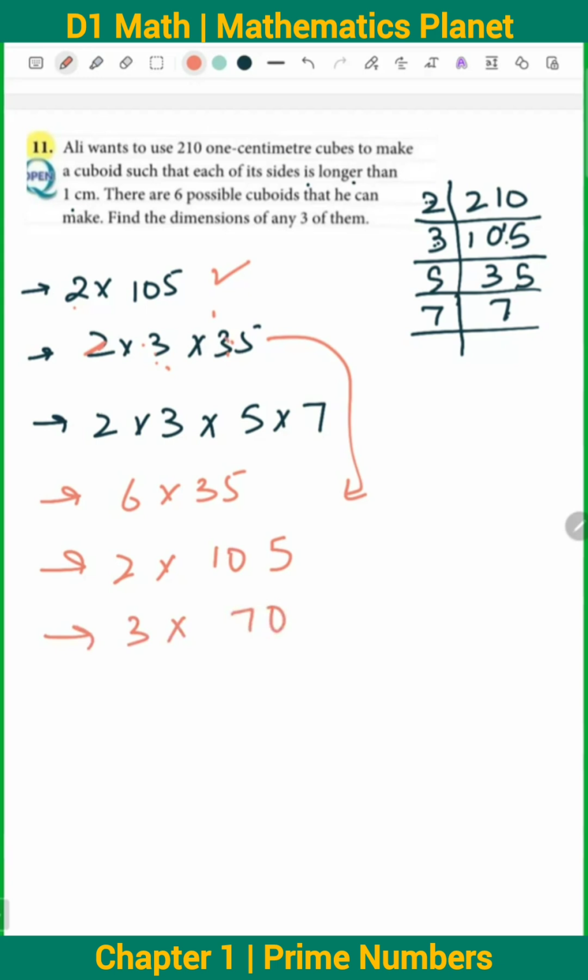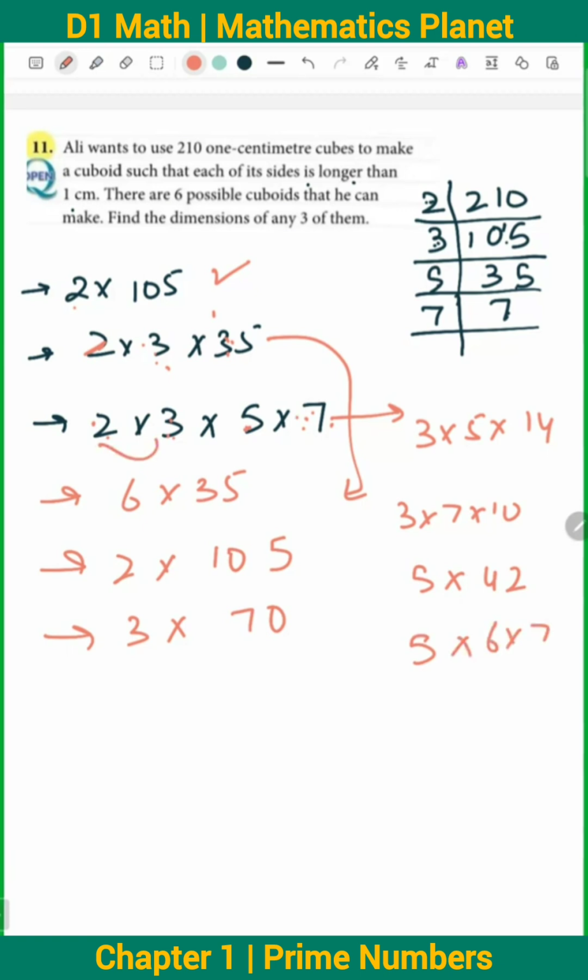So we can also write 3 into 5 for this one. We can also write 3 times 5 times 7 times 2 is 210. We can also write 3 times 7 times 5 into 2 is 10. We can also write 5 times 7 into 3 into 2 is 42. So these are all the possibilities. So we can write 5 times 3 into 2 is 6 into 7. So now we can multiply all of the numbers with each other and get the new possibilities.